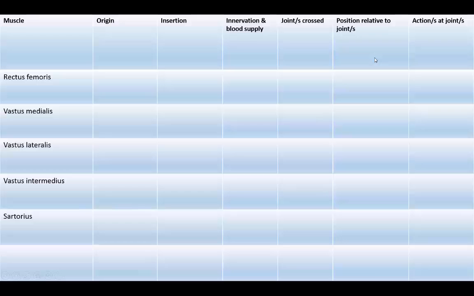Using the information you have learned in the preceding clip, fill in this table. So looking at the muscles of the anterior compartment, list their origin and insertions, their innervation and blood supply, the joint or joints which they cross, where they cross relative to this joint, and actions they might have at this or these joints. As usual, put your answers on the forum and discuss.